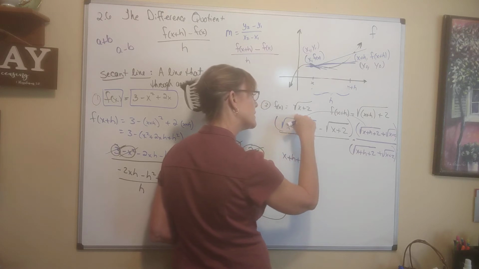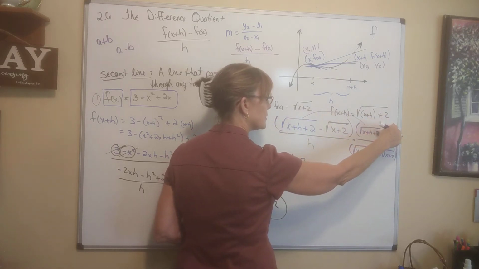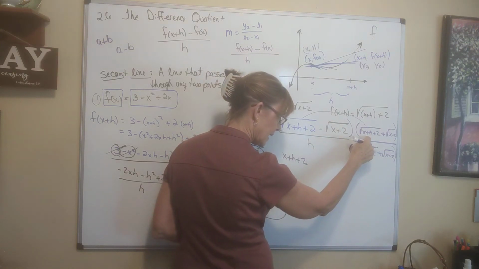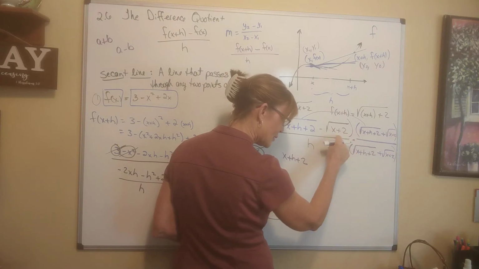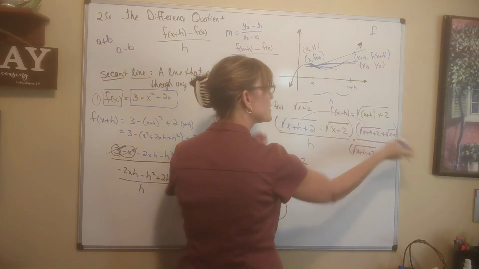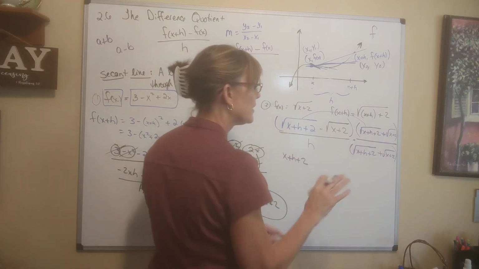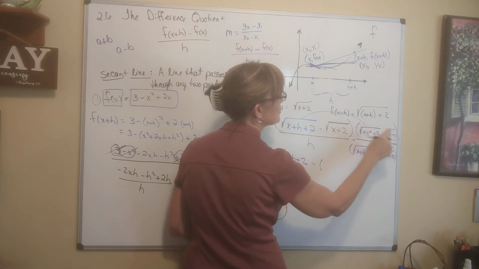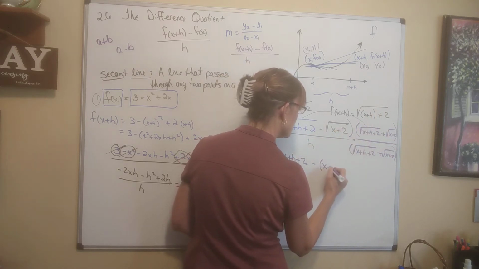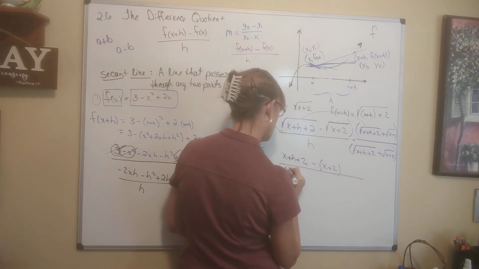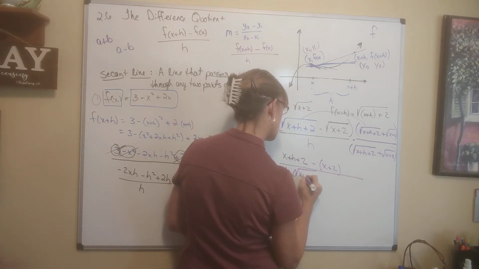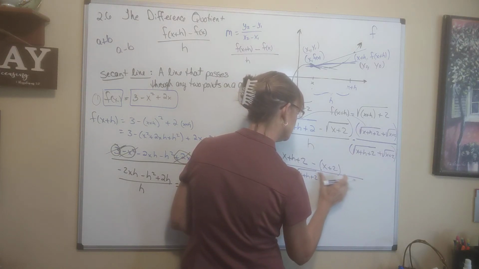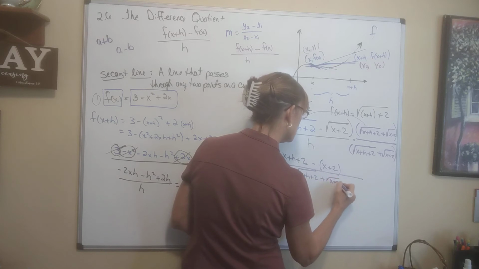Now, the square root of x plus h plus 2 times the square root of x plus 2 gets multiplied together. And then we're going to multiply the square root of x plus h plus 2 times the square root of 2, but this has a negative in front. These will sum to 0. And then all I have left is negative times a positive, which is a negative, times the square root of x plus 2 times the square root of x plus 2, which is just x plus 2, all over h times this whole sum, the square root of x plus h plus 2 plus the square root of x plus 2.